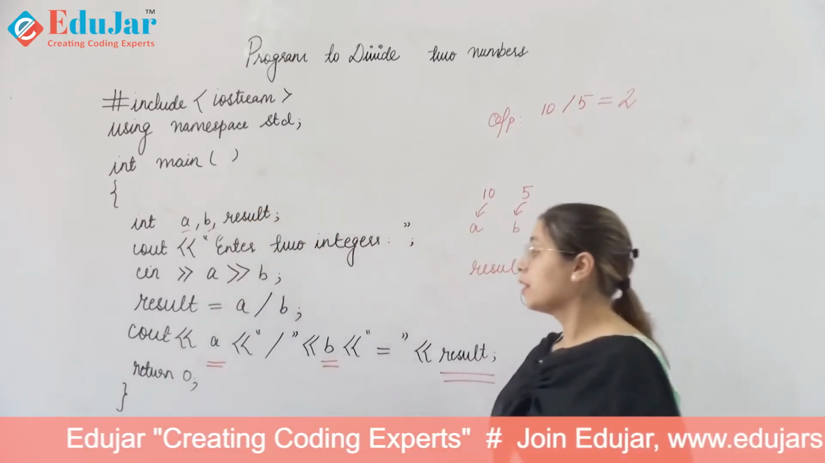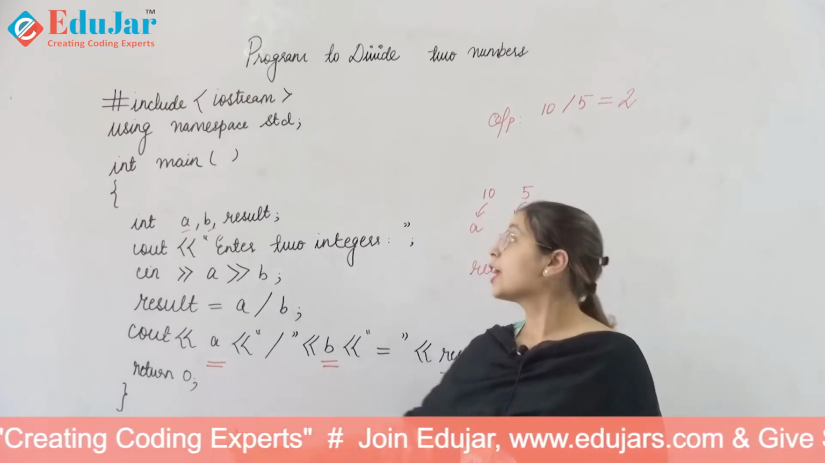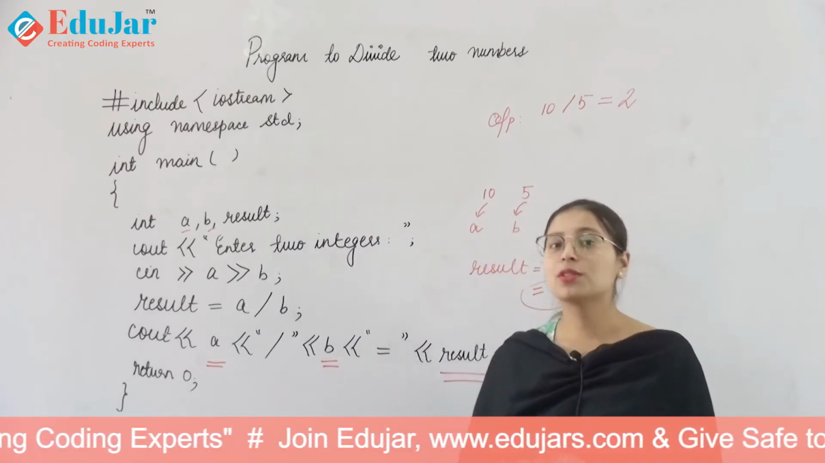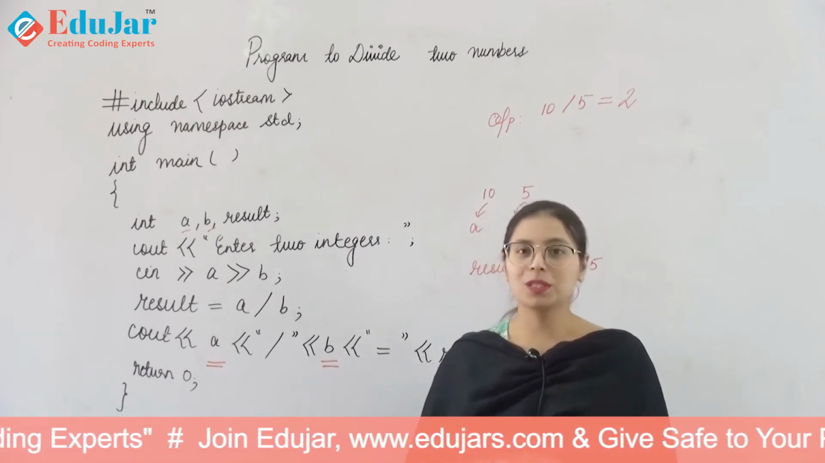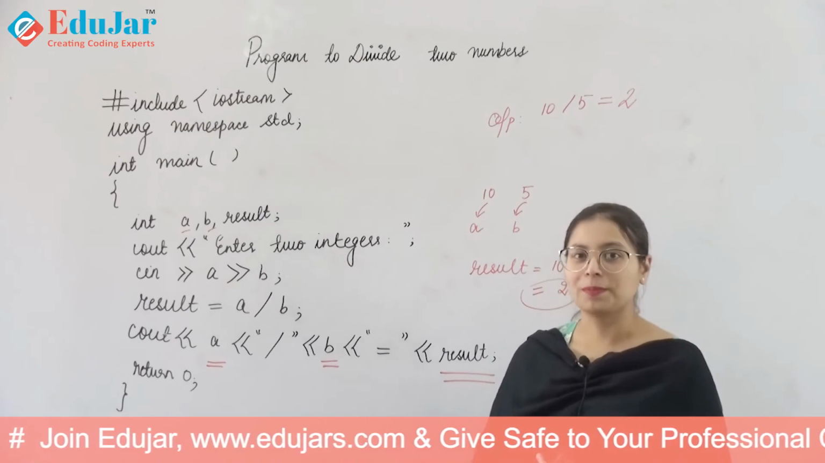So I hope it is clear to you. You will return 0 to the main function, and this is how simple it is to divide two numbers using a C++ program. Now I will show you the practical implementation of the program.